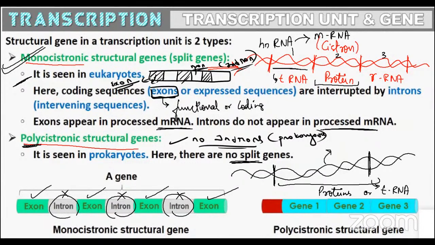Always remember, guys. Mono means single, that is going to be present in the eukaryotes. Poly means it is coding for so many, more than 2 to 3 enzymes or proteins. So that is going to be present in the prokaryote.